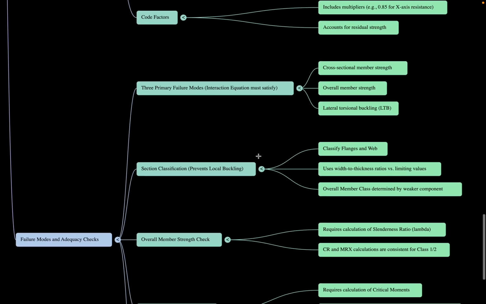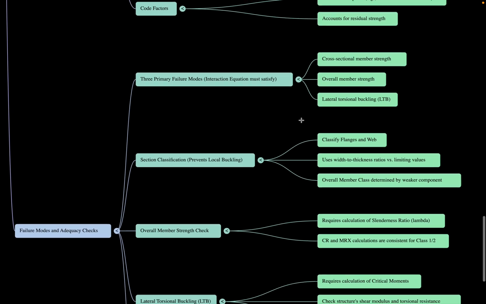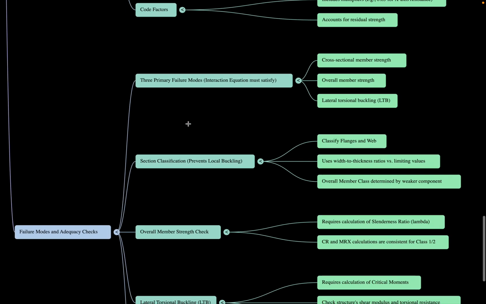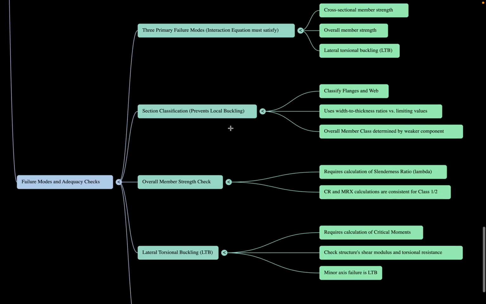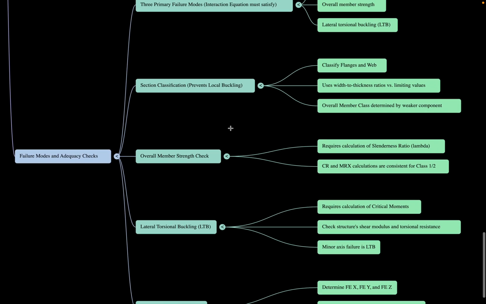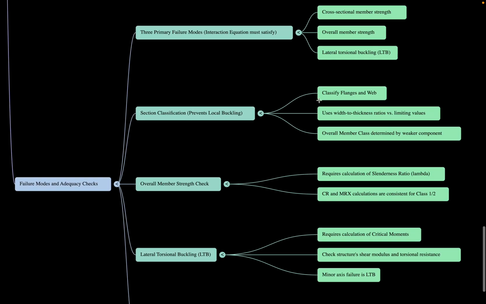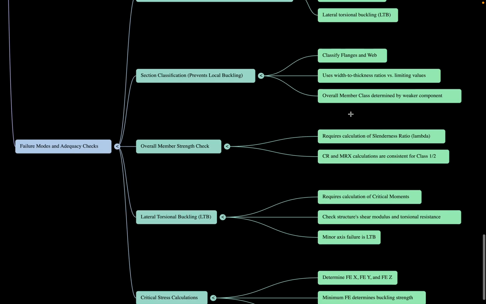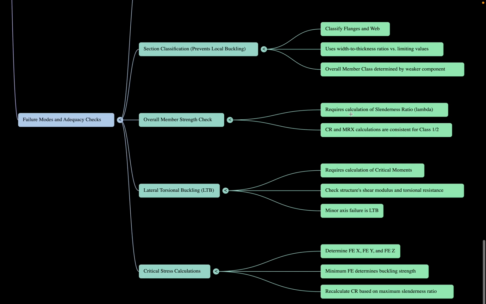We went on discussing the failure modes of the beam column, which are cross-sectional strength, overall member strength, and lateral torsional buckling. We went on to talk about how you design the beam column. The first thing we do is check the local buckling. We do so by first classifying the flange and the web using the width to thickness ratio and limiting values from the code. The overall member is determined by the weaker component or axis.